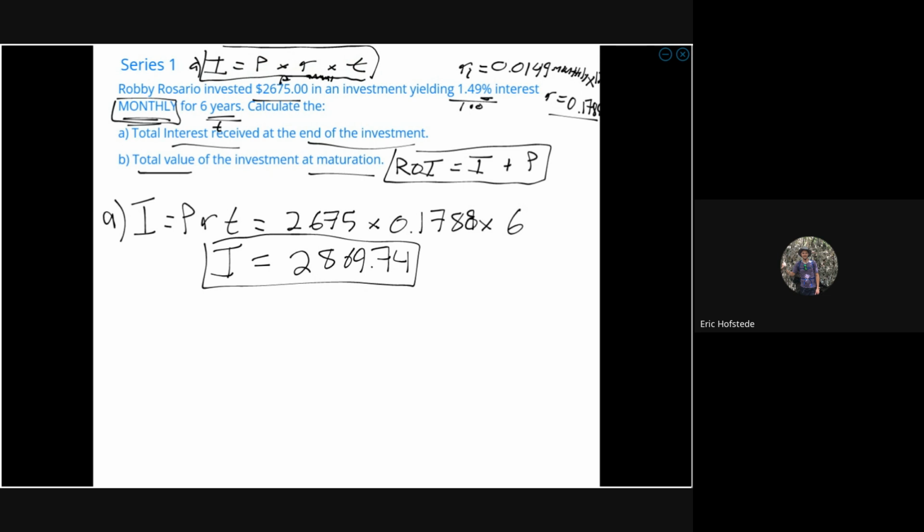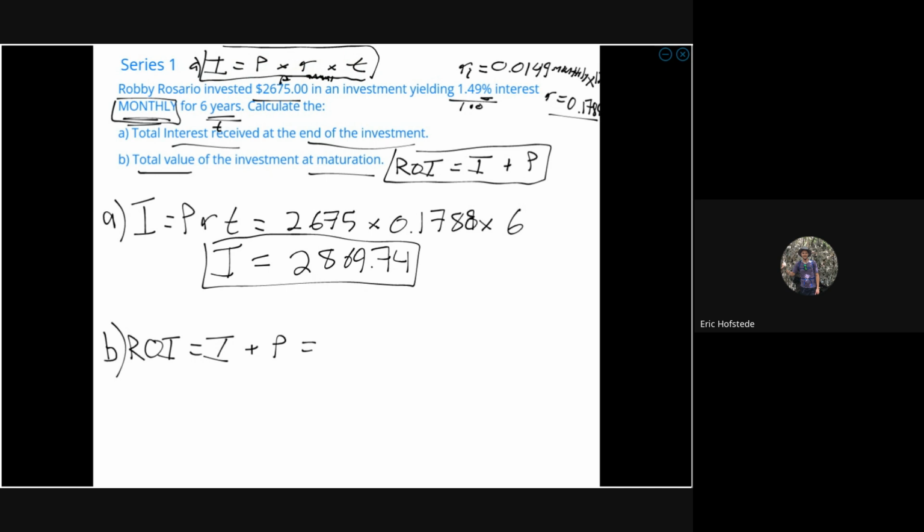And part B is even easier than that, actually. Less of a calculation. This is asking for my return on investment, total value, right? Which is my interest that I earned, the bonus for lending my money out, plus the principal that I initially invested. I'm going to get that back as well. So I add those two together.